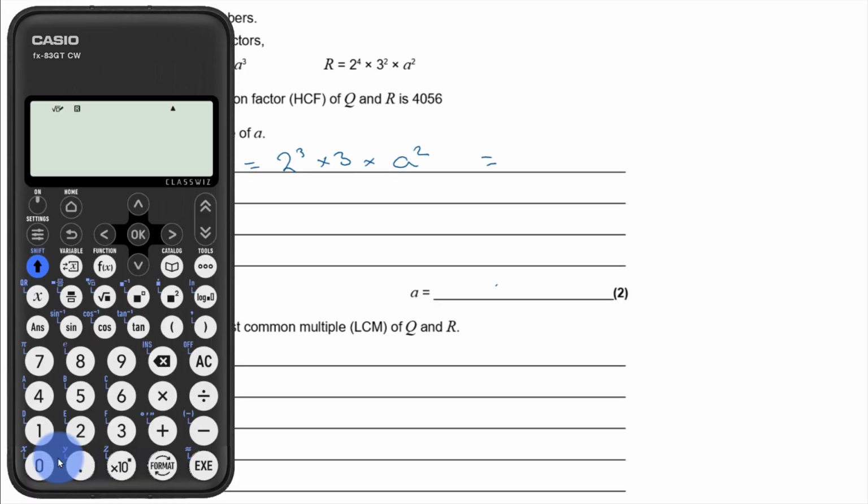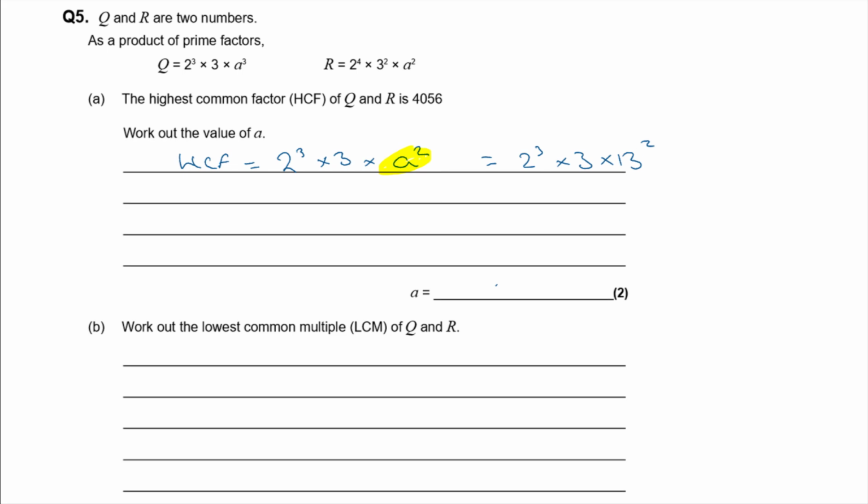Now if I type 4056 into my calculator and press shift and then fact, that's going to break it down into 2 cubed times 3 times 13 squared. So you can see then that this part here matches up with this part, doesn't it? Because this is all the same here, and that's the same as that. So that bit must match with that bit. So if a squared equals 13 squared, then a must be equal to 13, mustn't it? Okay, so a is 13.